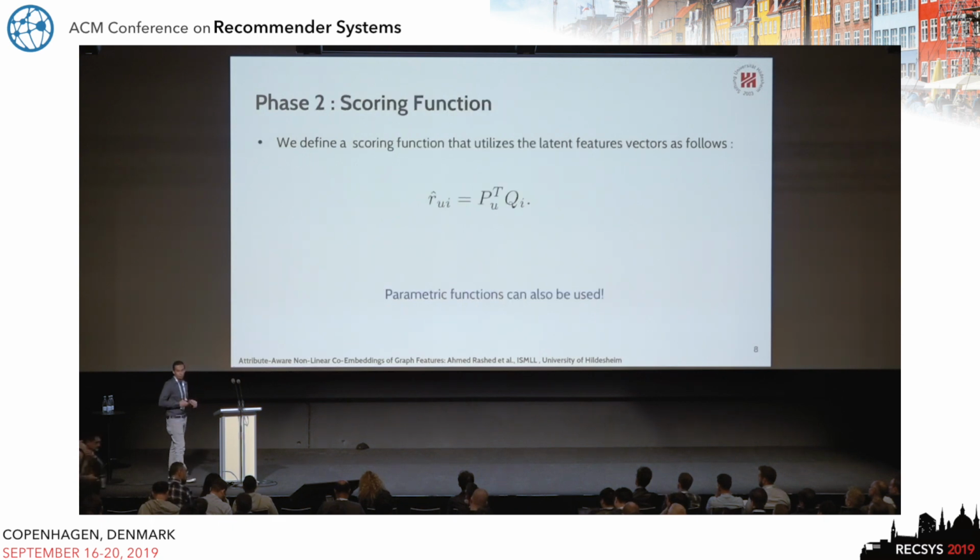For the scoring function, we can go with very simple scoring functions such as the dot product, or you can use a parametric one. But most of the experiments show us that the dot product can perform pretty well. So up to this point, what we introduced can be seen as a deep generalized nonlinear matrix factorization that is attribute-aware.